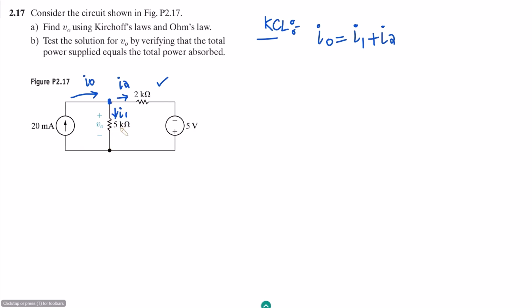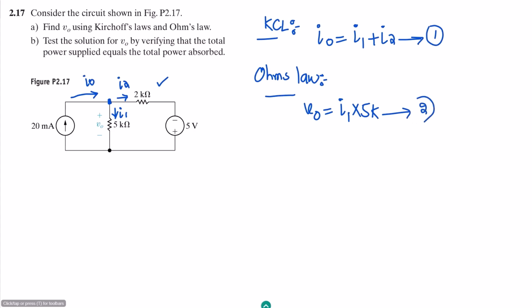Similarly, in this branch we can apply Ohm's law, where V naught is equal to I1 times R, and the value of R is 5 kilo ohm. Let me call it equation 1 and this equation 2.